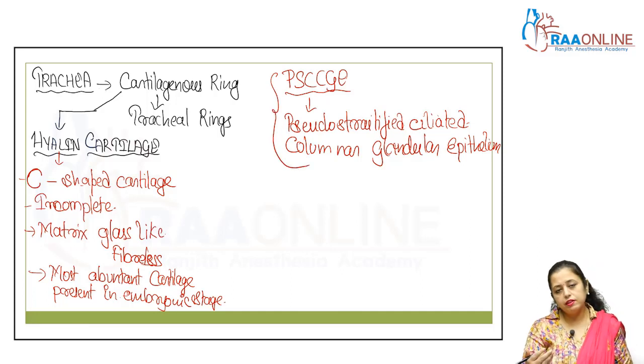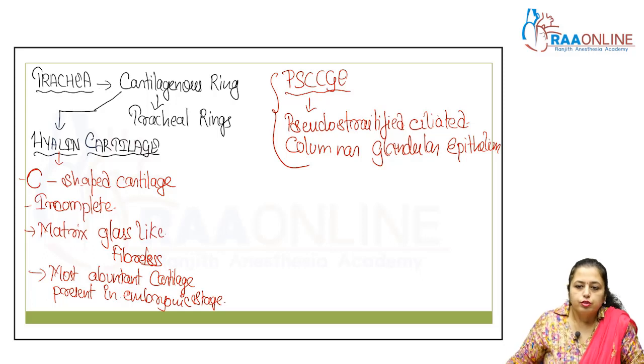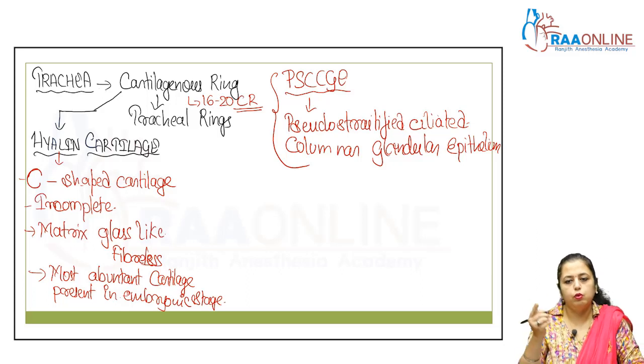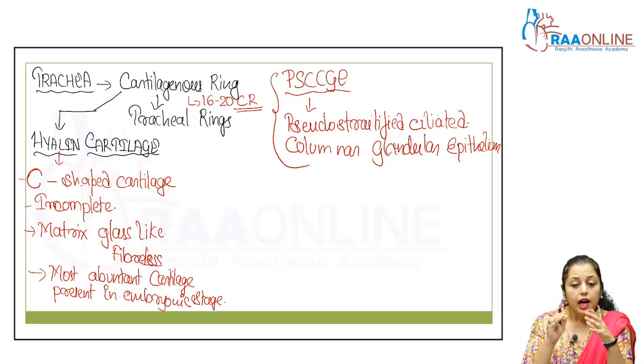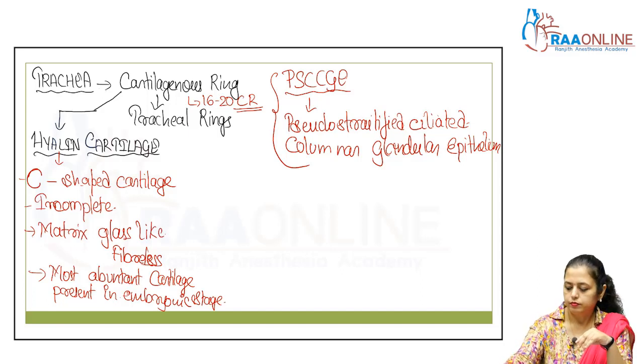When we talk about the histology, there are the mucosa, submucosa, the cartilaginous layer, and the outermost layer is the tunica adventitia. Clear? So these cartilaginous rings, 16 to 20 of them, are present over the trachea and cover it. These rings prevent the trachea from collapsing back. Clear?